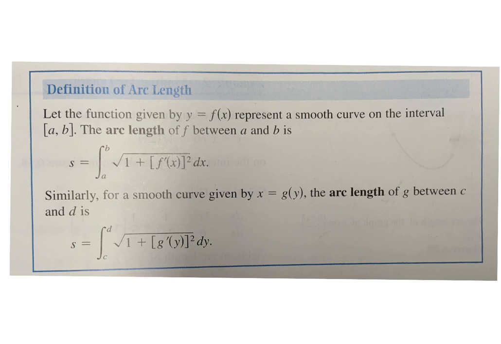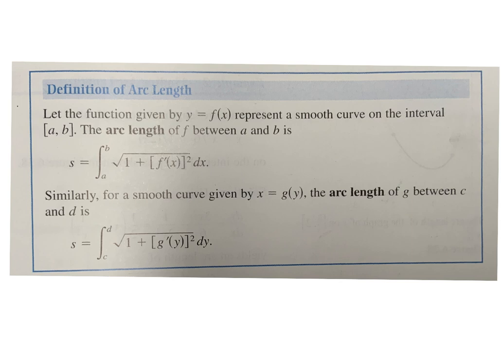This is just in terms of x or in terms of y, depending on how it's written. Let the function be given by y equals f of x represent a smooth curve on the interval a, b. The arc length of f between a and b is, your boundaries a to b, the square root of 1 plus the derivative of your function squared. Okay? The derivative of your function squared. And then the same thing for the y. The y is just if it is in terms f of y equals something. So depending on how you've been handed the graph is how you're going to do this.